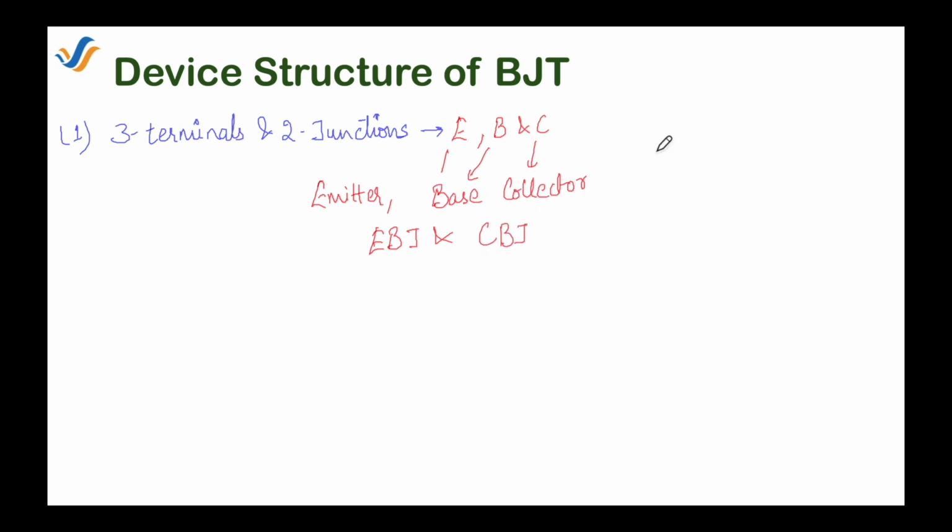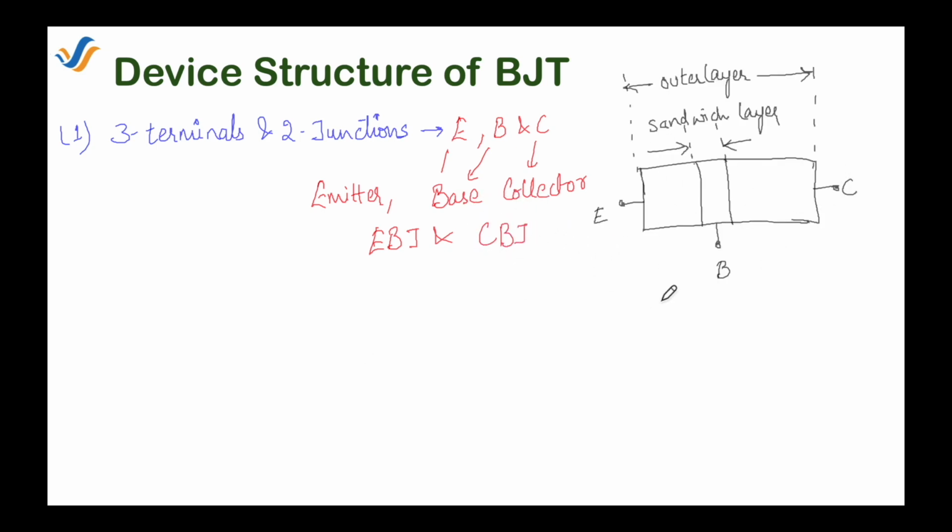Now let's draw the BJT. This is the BJT with three terminals, emitter, base and collector, and the two junctions are, this one is the emitter base junction and this one is the collector base junction. The outer layers are from emitter to collector and the sandwich layer is basically the base region. As you can see in this figure, all three regions have different sizes.